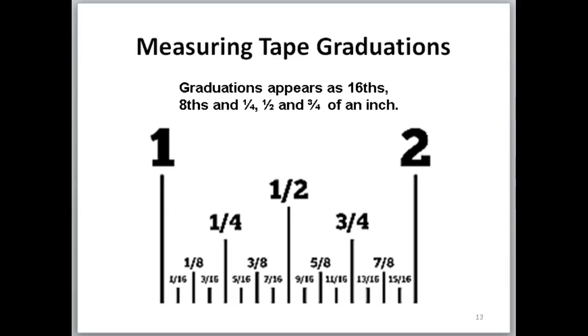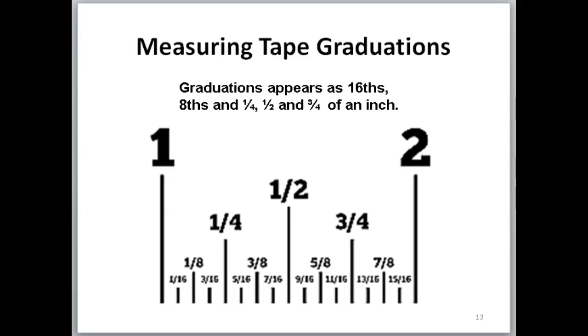Measuring tape graduations. Now, the graduations appear as 1/16 of an inch, 1/8 of an inch, and also as a quarter, half, and 3/4 of an inch. As the diagram shows, it shows you a typical graduation for a measuring tape.